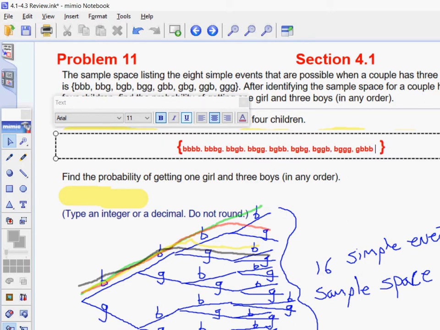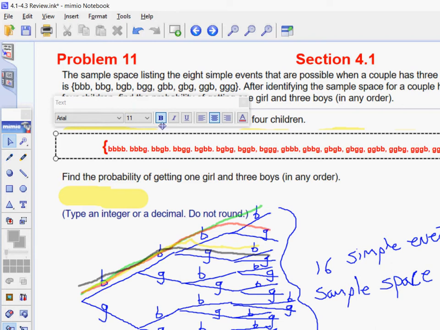Oh, I'm supposed to put a comma between it. Girl, boy, boy, girl. Girl, boy, girl, boy. Girl, boy. Girl, girl. Boy, boy. Girl, girl. Boy, girl. Girl, girl, girl. Boy. Girl, girl, girl, girl. All right, that should be it. 1, 2, 3, 4, 5, 6, 7, 8, 9, 10, 11, 12, 13, 14, 15, 16. I think I got it right there.